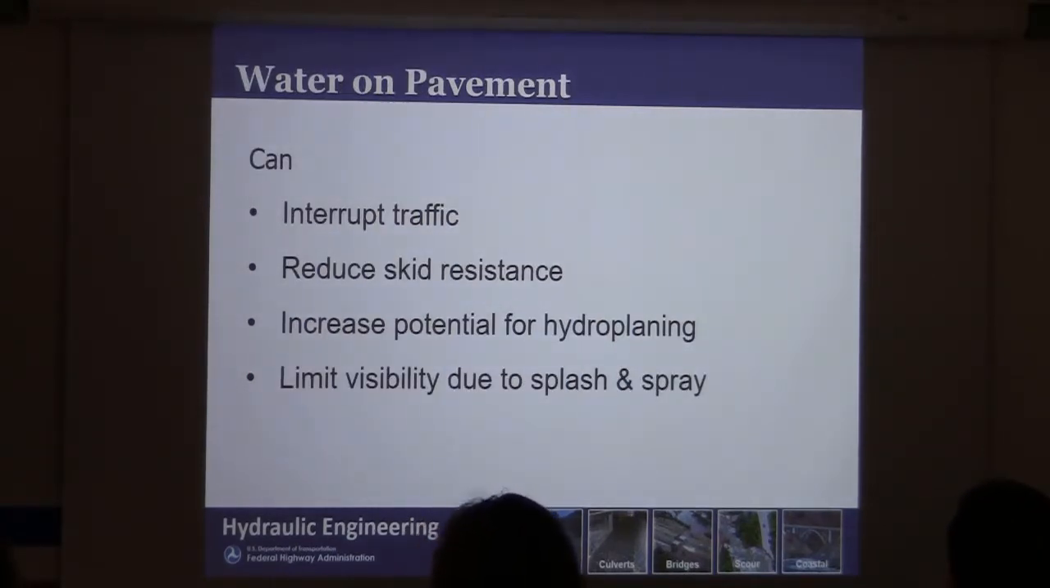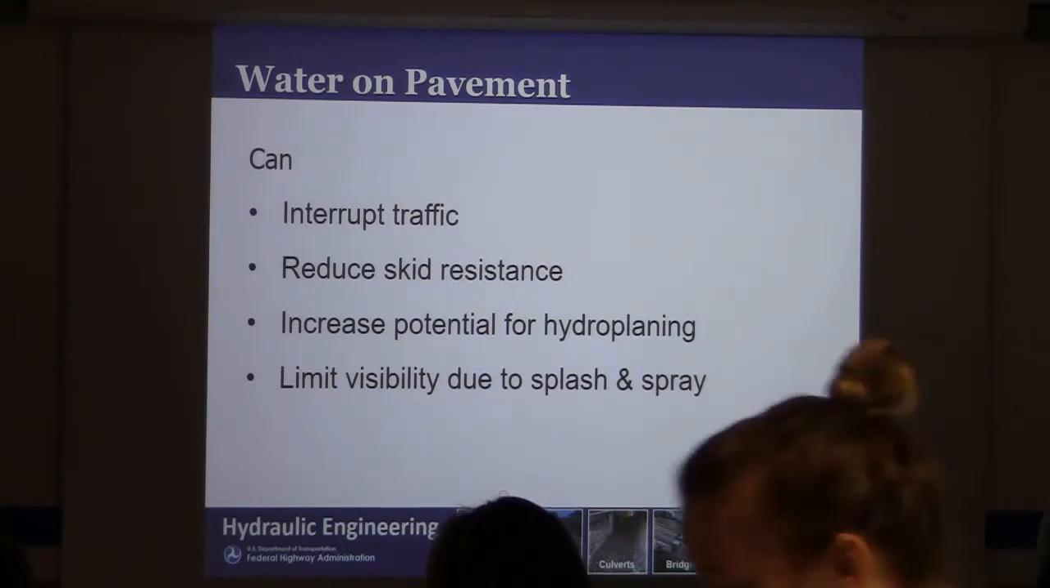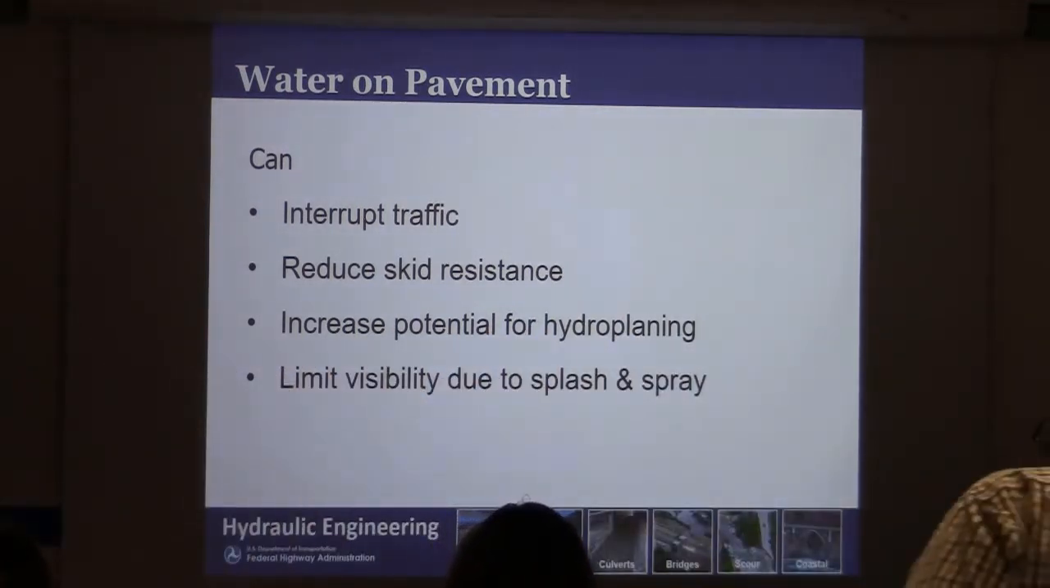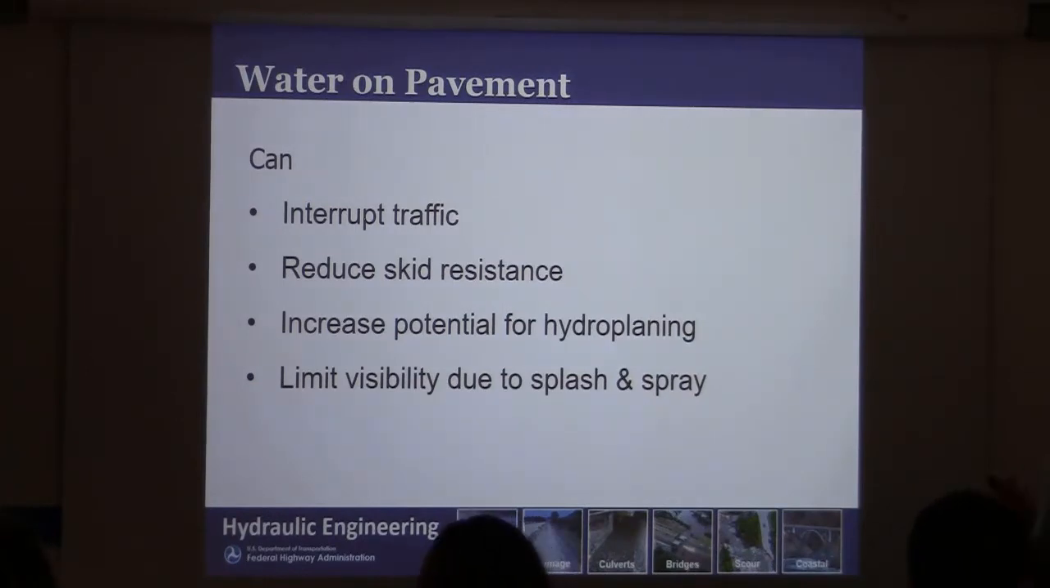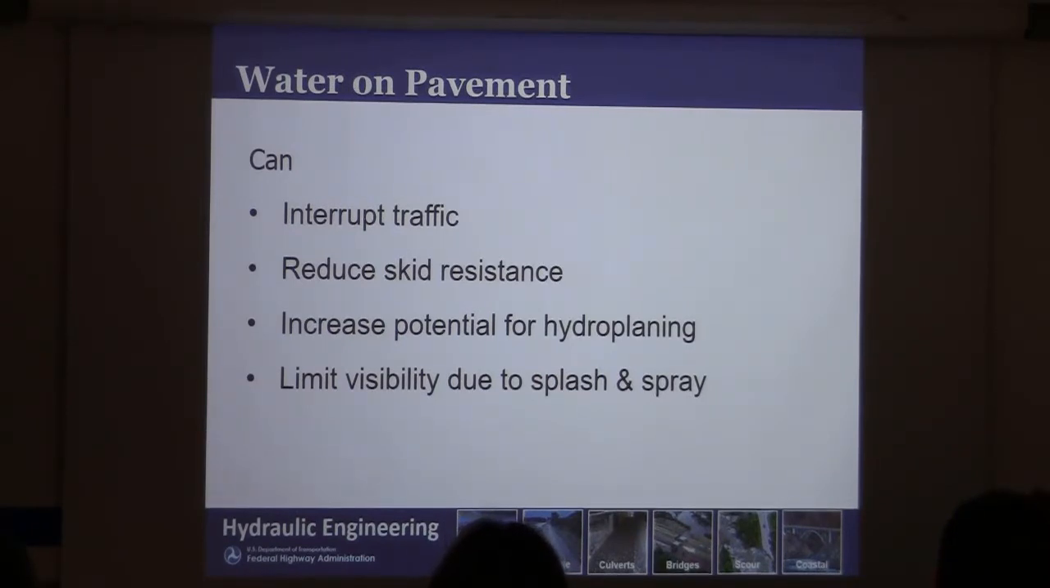So, water on pavement can do a lot of things, and none of them are good. You can interrupt traffic because if you're not only on a high volume road, but even a lower volume road, but mostly in high volume, traffic slows down when you have a lot of water. That oil and grease that's on the road will come up to the surface when the water hits the road, and that'll reduce your skid resistance. It can increase your potential for hydroplaning because you can start hydroplaning at about 45 miles an hour.